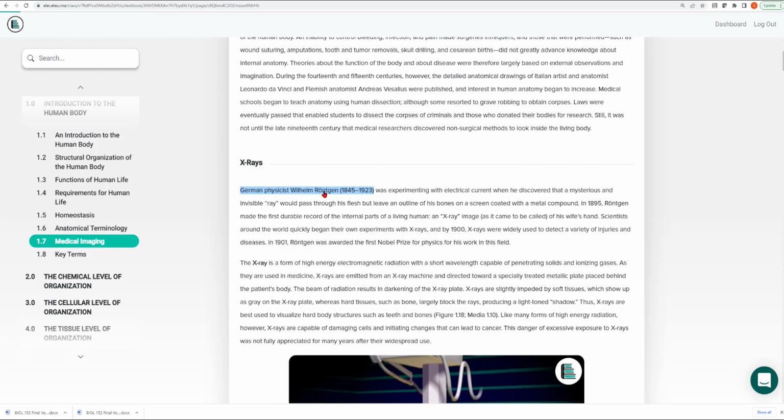So whenever you see blue, you know that it's something you don't need to know. Up until now, I haven't made any blue moments, so up until now, everything you need to know. But I am not going to worry about, for example, the fact that in 1901 they were given the Nobel Prize. Those are not the sort of facts that I care about.